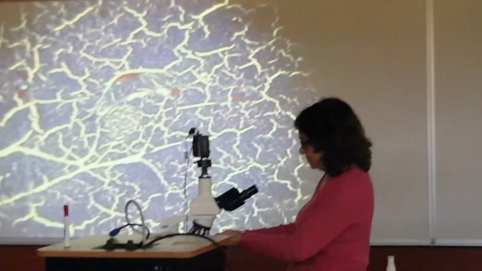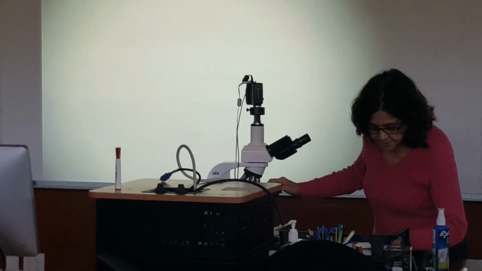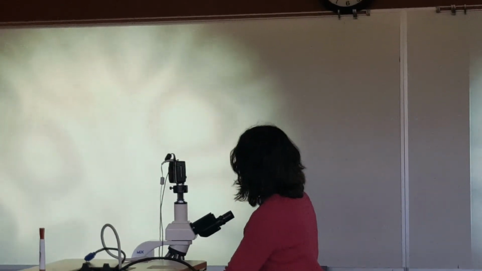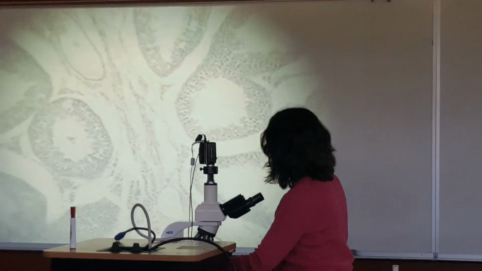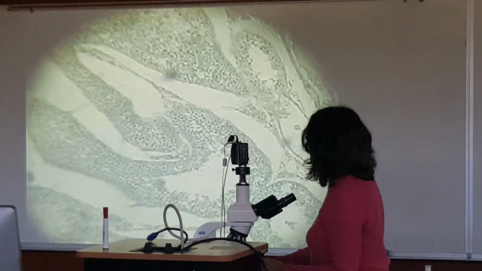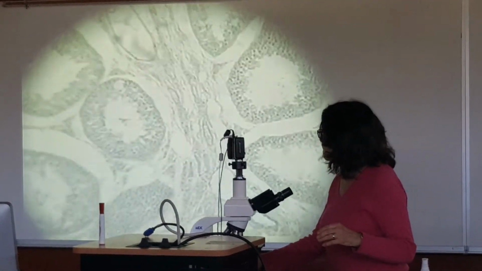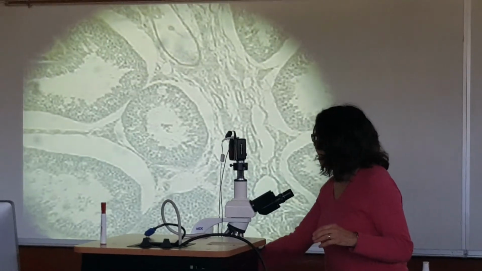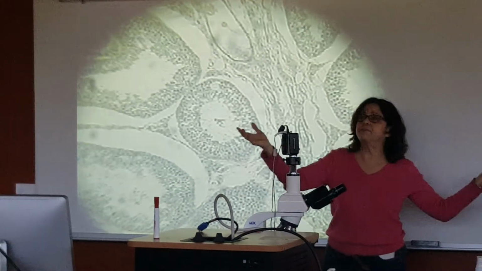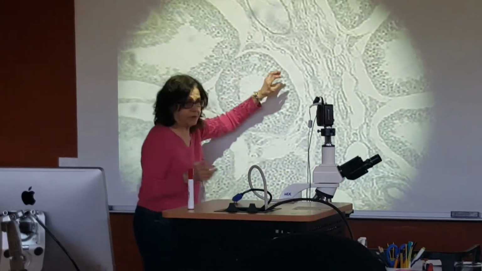Then here's another one. So, anybody have any ideas on this guy? Yes. Okay, so we see cross sections of what are those tubules? Seminiferous tubules that are the sperm manufacturing part. There's like 500 feet of them inside a testis. It's amazing. And you can see there are a lot of them here.